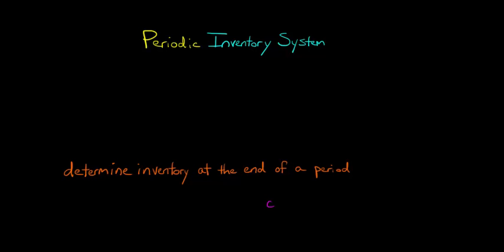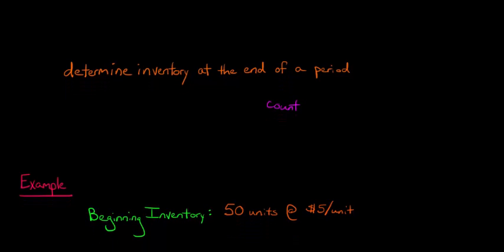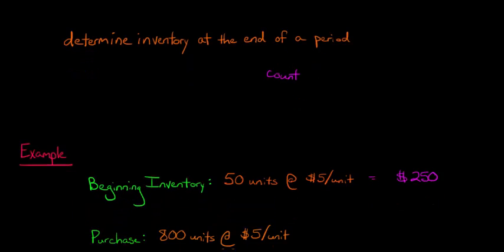So we're going to do a count at the end of the period. Let's jump into an example. It'll make it a little easier for you to understand. Let's say you have beginning inventory of 50 units, and they came in at a cost of $5 a unit. So it cost you $250 to buy this inventory that you have on hand. This is what you start with. That's your beginning inventory of $250.